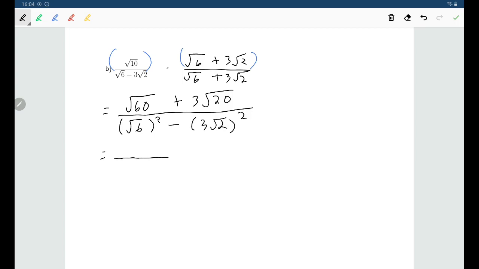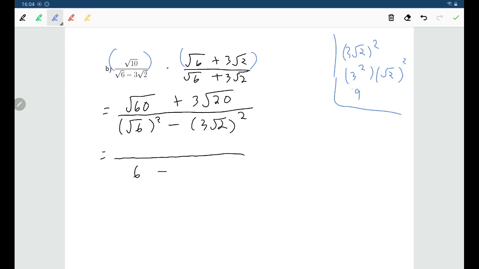So we have root of 6 squared, which is 6. And then we'll have 3 root of 2 squared. And when we say 3 root of 2 squared, that would be 3 squared times root of 2 squared, which would be 9 times 2, which is 18. So 3 root of 2 times 3 root of 2, that's 9 times 2, or 18.